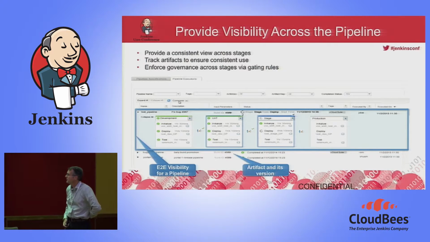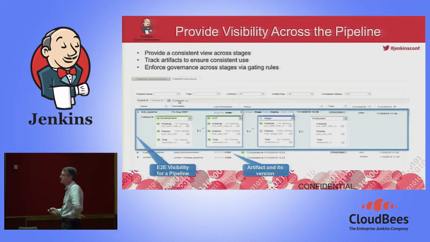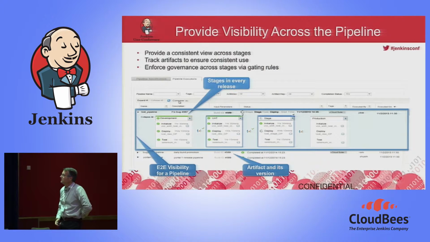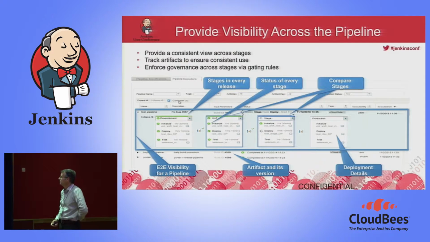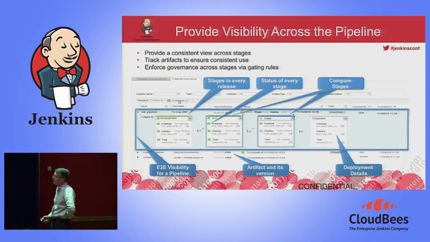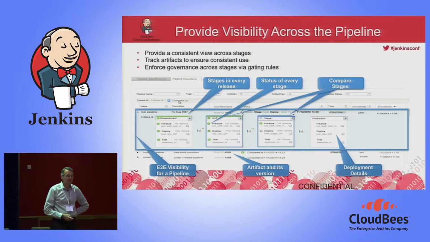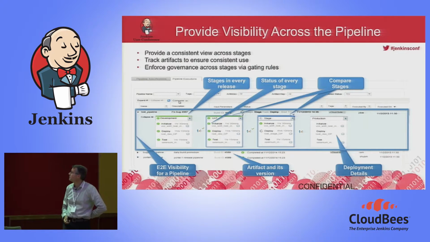So I've got end-to-end visibility. I've got artifacts and their versions in each stage. Stages for every release. Status of every stage, and I can compare stages and get deployment details. So I can define, obviously, as many of these as I want for each of my projects.